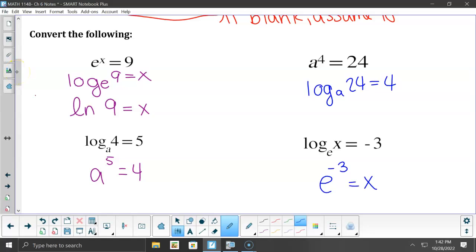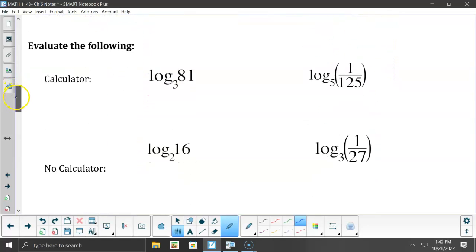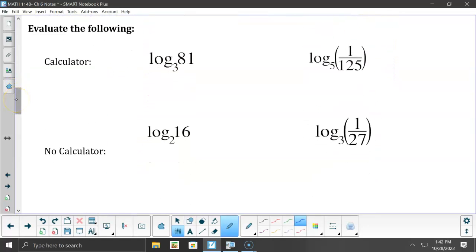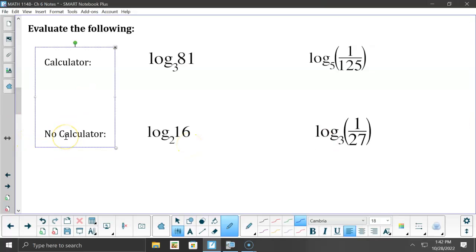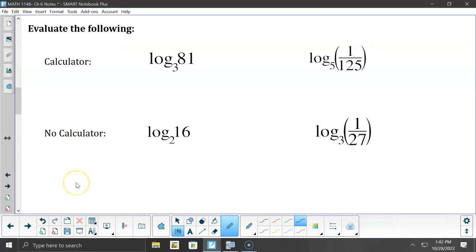Easy peasy. All right. We're going to do 2 of these in the calculator, 2 of them by hand. E to the negative 3 equals x. Now, technically, all 4 of these can be solved by hand.